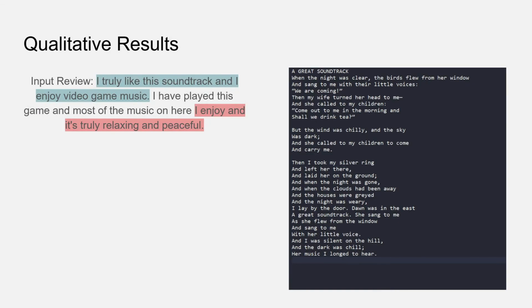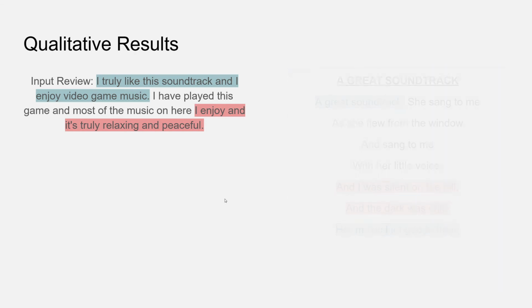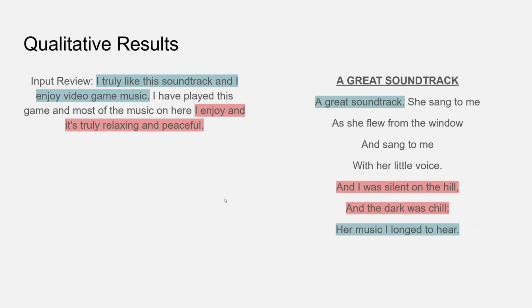So now let's look at the qualitative results. On the left is the input review, and on the right is the generated poem. Let's just look at this last little section. A great soundtrack, she sang to me as she flew from the window and sang to me with her little voice. I was silent on the hill, and the dark was chill. Her music I longed to hear. So the overall flow of the poem is very good, and as shown with the green highlighted text, the topic is retained, and as shown with the red highlighted text, the positive and peaceful sentiment is retained.